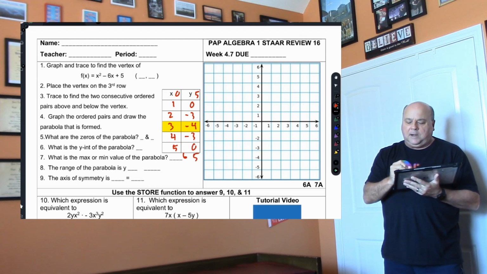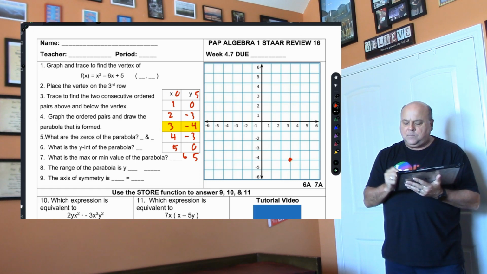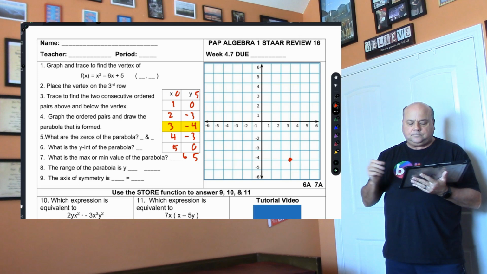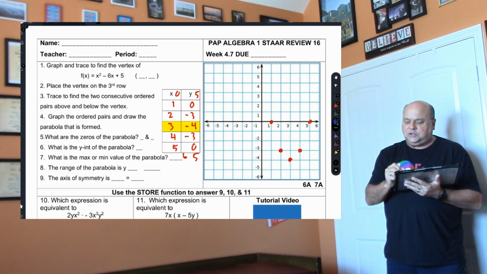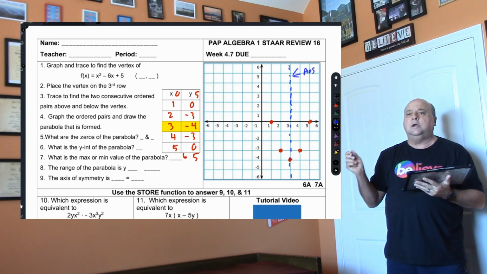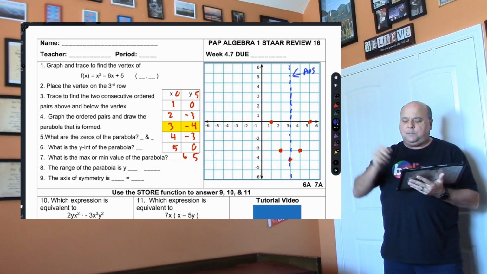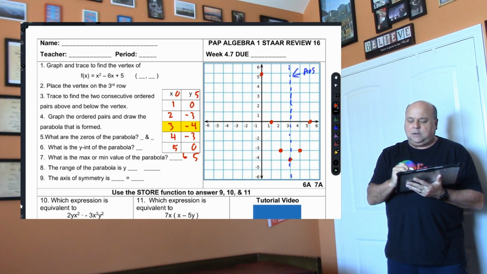Let's graph the ordered pairs. So we're going to graph the vertex first. So I'm at 3, negative 4. Then I need to be at 2, negative 3. And then I'm going to put 0, 0. And notice these are symmetrical. If I were to draw my axis of symmetry, the dots just keep repeating, don't they? If I put a dot on the right, I've got to put a dot on the left. The last dot I'm going to put is right here.